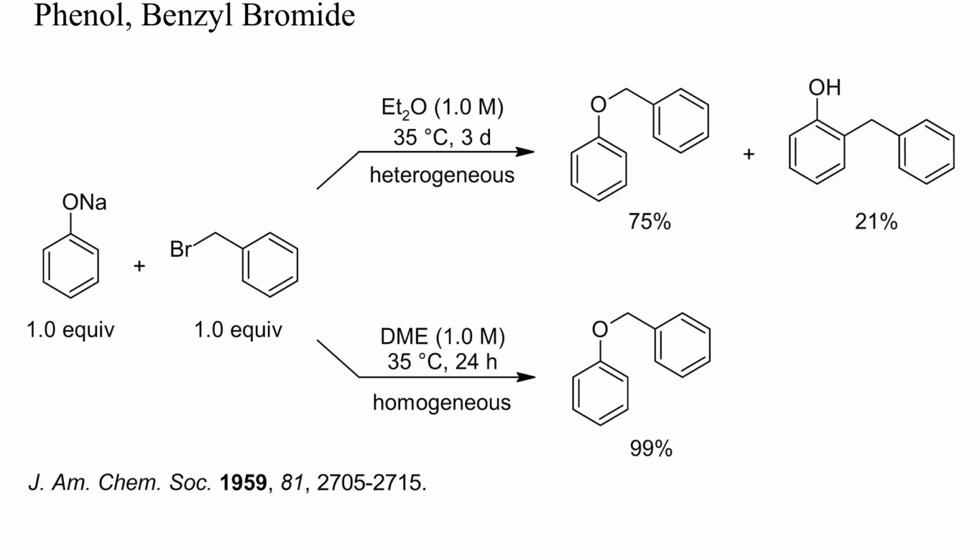Treatment of phenols or unprotected anilines with alkyl halides usually yields products alkylated at the heteroatom. The choice of solvent can affect the selectivity, as in this example. Here, sodium phenolate yielded 21% of 2-benzylphenol when the reaction was conducted in diethyl ether, where the sodium phenolate was not completely dissolved. In dimethoxyethane, however, only benzylphenyl ether was formed.